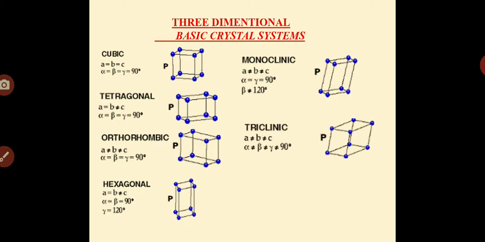Then triclinic, here a not equal to b not equal to c and alpha, beta, gamma not equal to 90 degree. Alpha not equal to beta not equal to gamma not equal to 90 degree. See, all are different. All angles and all lengths are different. Such a crystal system is triclinic.